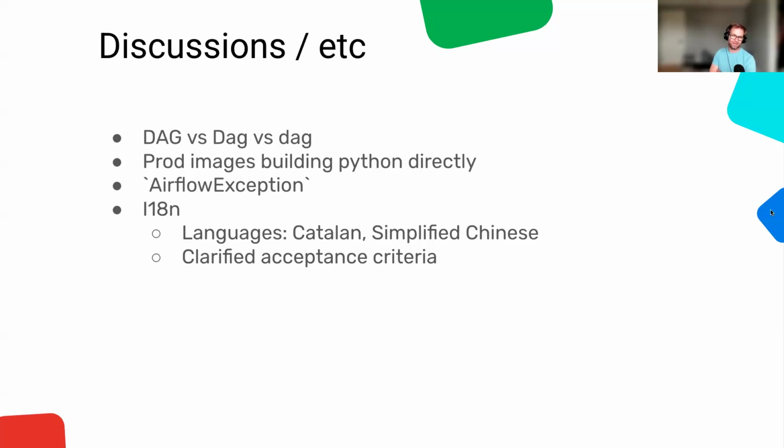On our prod Docker images, we've actually switched away from using the official Python image from Docker Hub. I'm sure Jarek could talk more about the official nature of that or not, but we've switched from using those images, and we're actually installing Python ourselves onto the Debian base images.